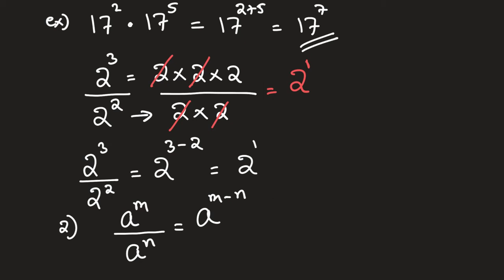Let's try an example. Let's come up with an example now. Can you figure out what 23 to the power 10 divided by 23 to the power 7 will be?